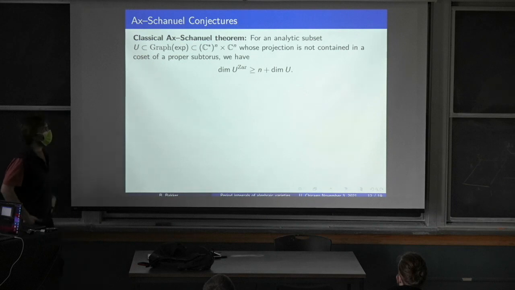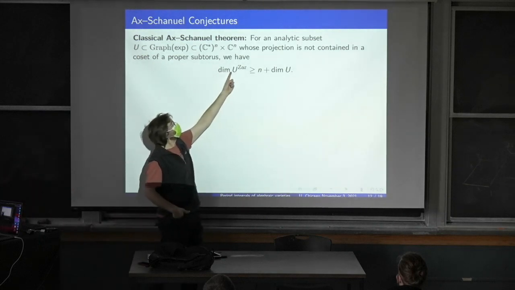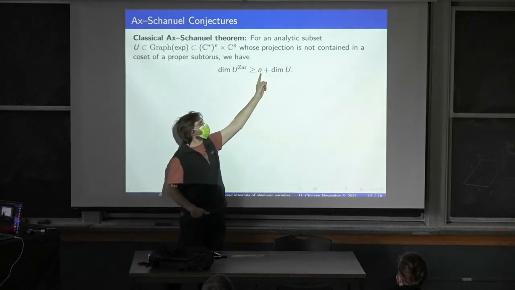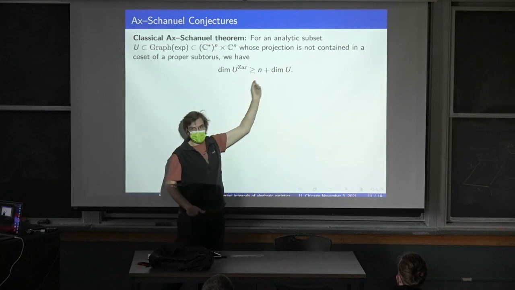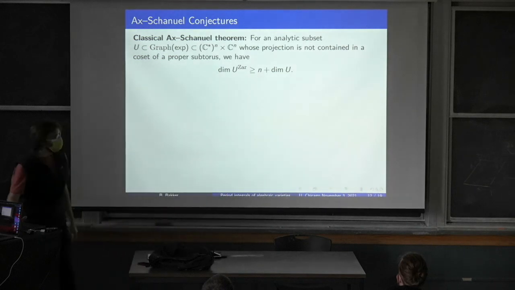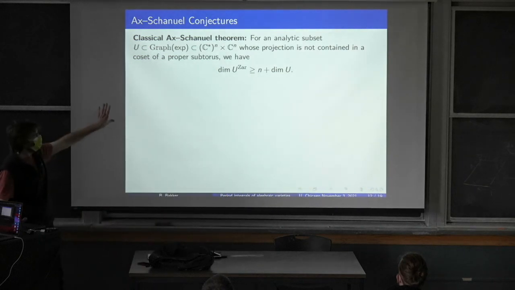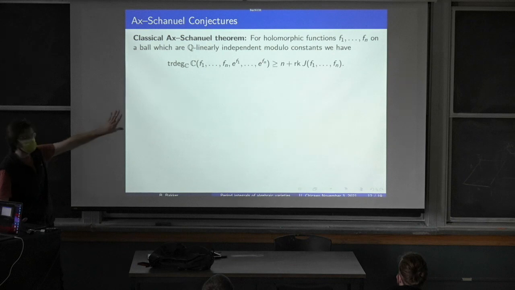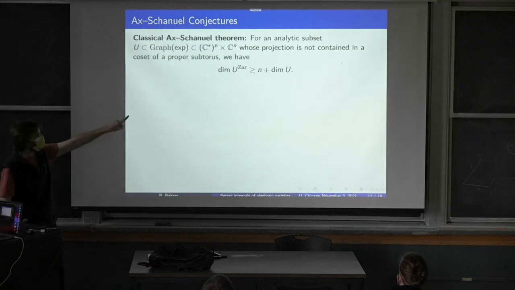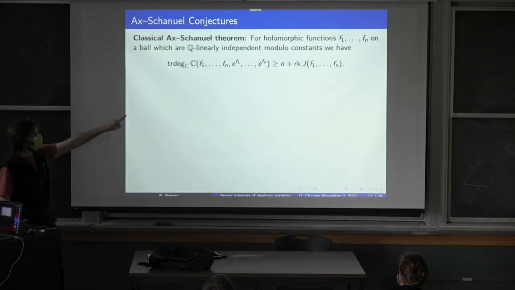Then the claim is that the Zariski closure of this complex analytic set has dimension at least as big as the dimension of U plus n. So this is, term by term, recreating this inequality. The rank of the Jacobian matrix is the dimension of U. How do I go between them?